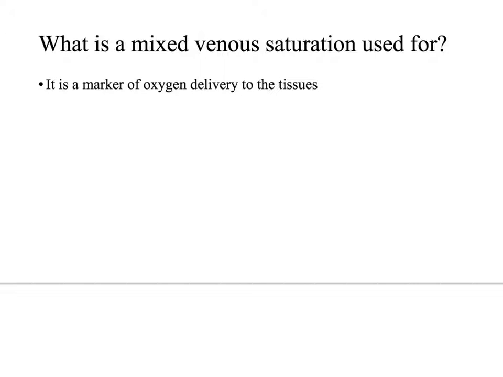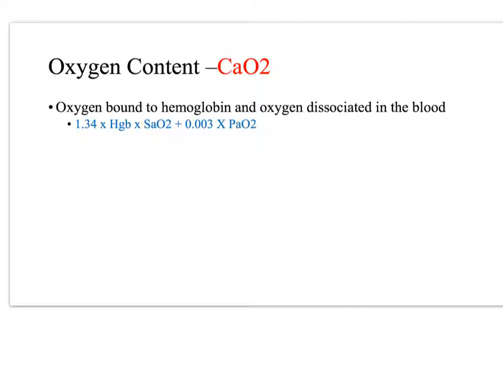To start off with, the first thing we're going to explain is what a mixed venous saturation is. A mixed venous sat is a marker of oxygen delivery to the tissues. In order to develop a clear understanding of the factors that influence the delivery and utilization of oxygen, it is necessary to have a clear understanding of the terms used to describe this process. The first concept that I would like to define is called oxygen content.